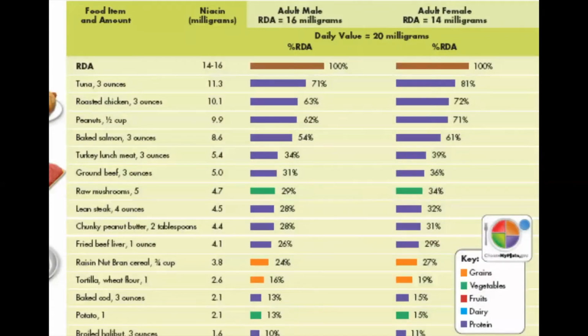Sources of niacin, you see primarily purple up here. Remember, purple is protein foods. You also do see some vegetables, mushrooms, potatoes, and some grains, because this could potentially be added to cereals as well as occurring in tortillas.